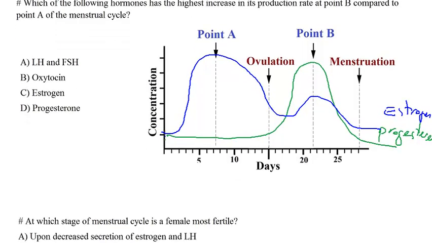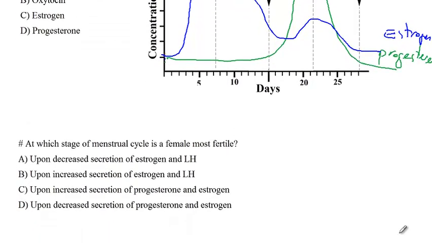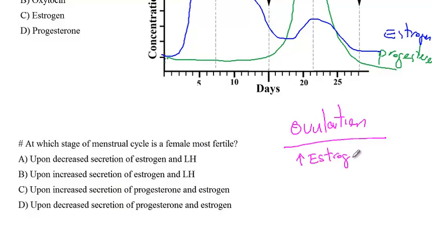And then the final question is, at which of the following stages of the menstrual cycle is the female most fertile? Well, the female is most fertile following ovulation. So the answer should be following ovulation. Do you recall what hormones were inducing ovulation? We just discussed elevated estrogen and elevated luteinizing hormone. So let's see if we have that here. Upon increased secretion of estrogen and luteinizing hormone, choice B would be the correct answer.